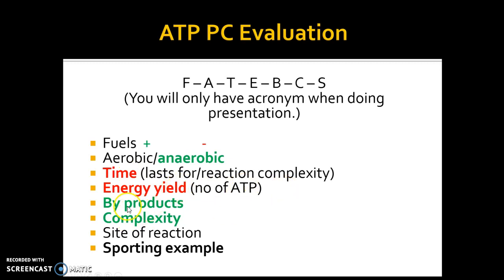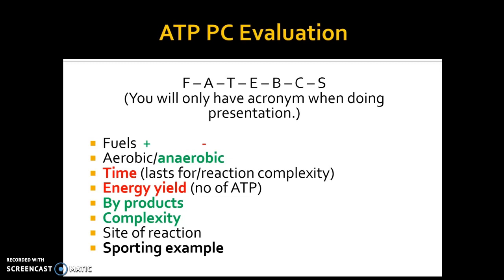On top of that, and another advantage, the byproducts: there are very limited, or virtually zero, harmful byproducts of the ATP PC system. Another advantage is the complexity, because there is a relatively simple set of reactions for the ATP PC system. Now, the site of reaction takes place in the muscle sarcoplasm, and then a sporting example of this could be shot put, discus, rugby tackle, and lots of different high jump. So you've got those examples there, long jump, any of those things that are high intensity, low duration.